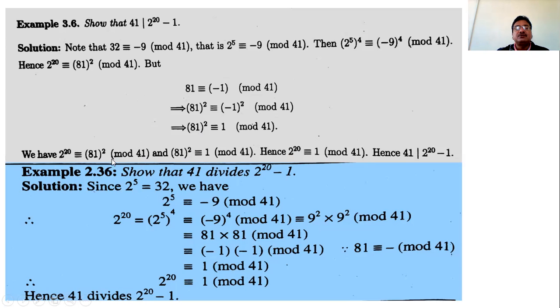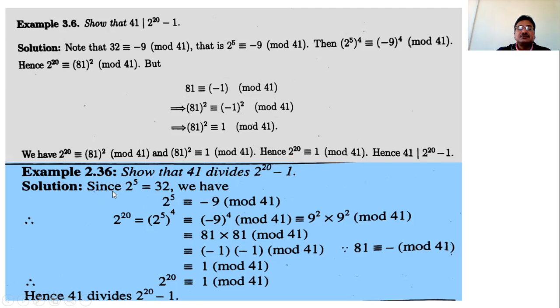That is, if A is related to B and B is related to C, then A is related to C. 2 raised to 20 is congruent to 81 squared, 81 squared is congruent to 1, and therefore 2 raised to 20 is congruent to 1 modulo 41. And therefore, by using the definition that when A is congruent to B modulo N, N divides A minus B, we have 41 divides 2 raised to 20 minus 1.